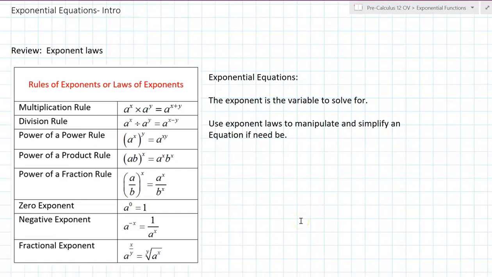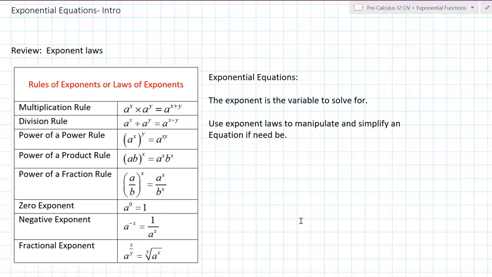Hello again. So we're going to move on to our new section, new chapter, exponential equations, and that would lead into exponential functions. The quick review from previous grades: exponent laws. You need to know all of these inside out, to be able to very quickly manipulate exponential expressions or equations using exponent laws.